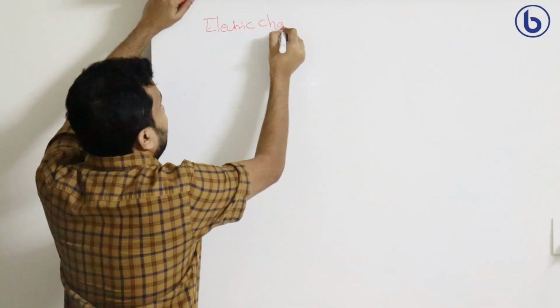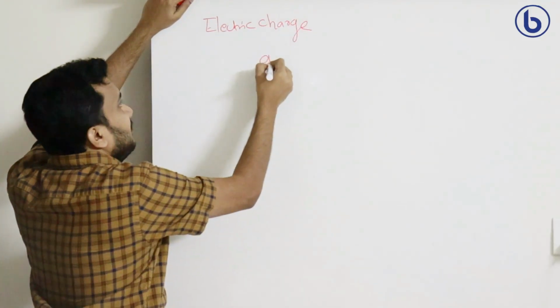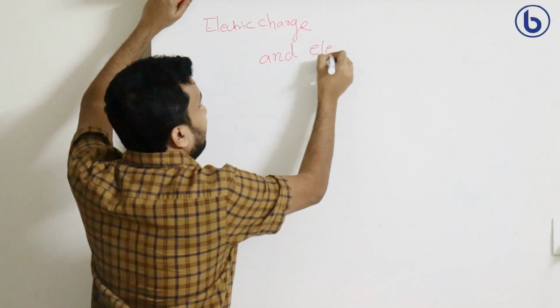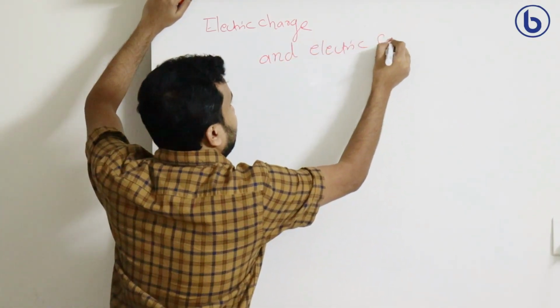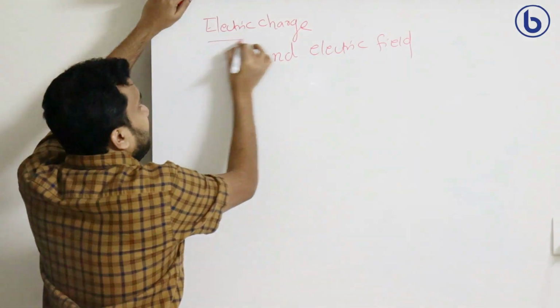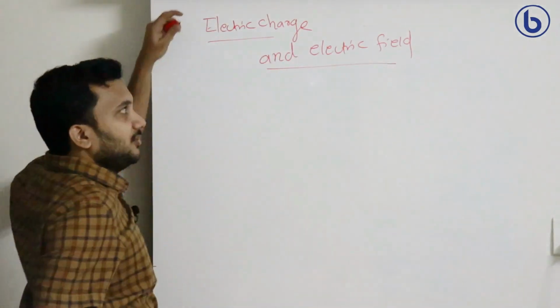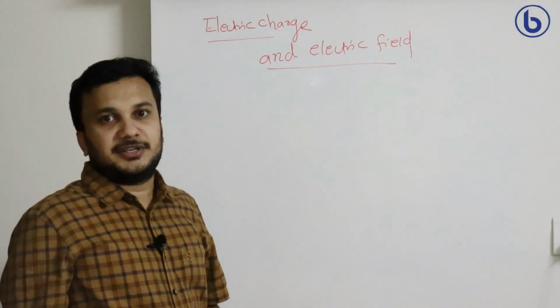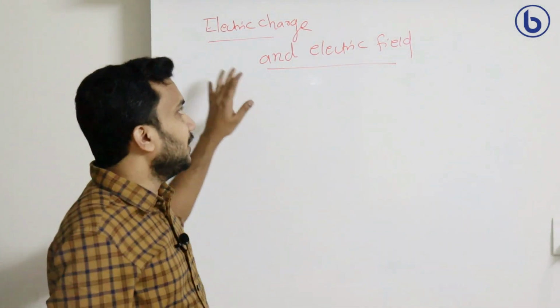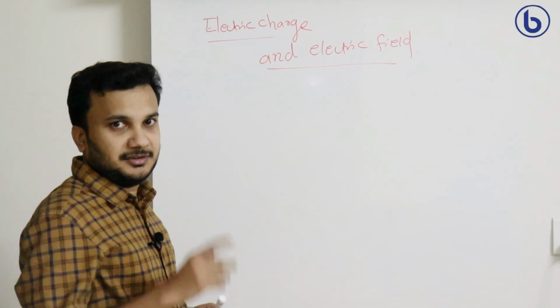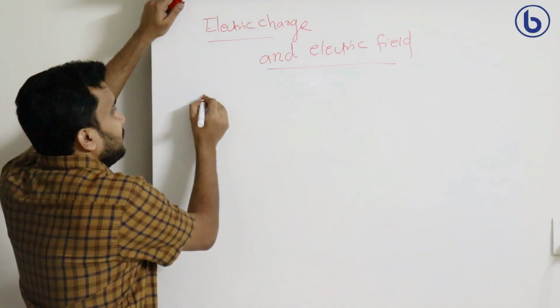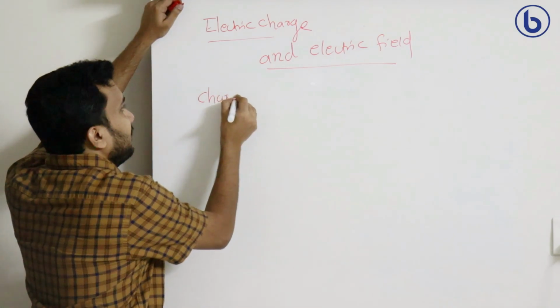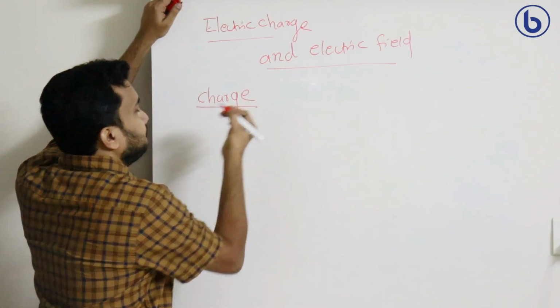Electric charge and electric field is the chapter name. It's the first chapter in the NCERT textbook. Okay, so we'll go one by one topic. The first topic is called charge. So write down the first subheading called charge.